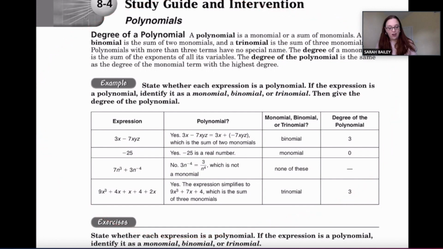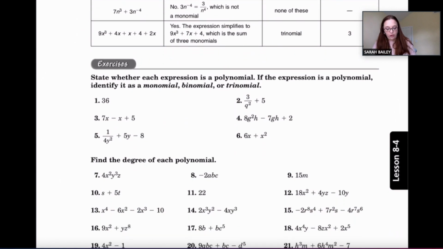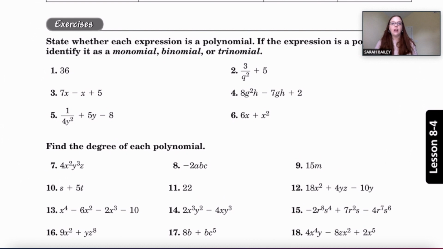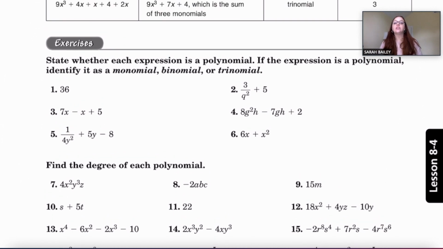Great. All right, so we're going to do some problems together. So let's look at this first section. The directions say to state whether each expression is a polynomial. If the expression is a polynomial, identify it as a monomial, binomial, or a trinomial. Okay, so let's look at the very first one, 36.